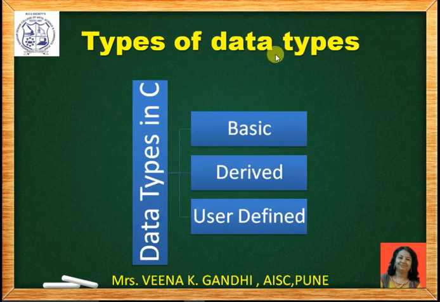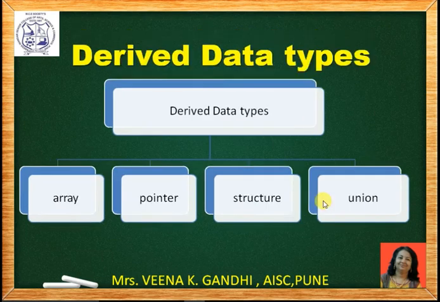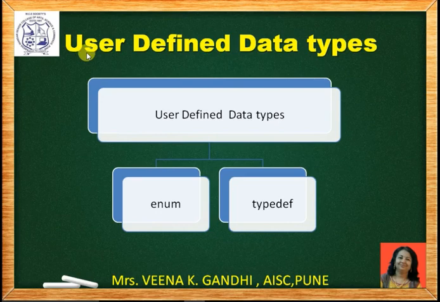The data types are divided into three main parts: basic data types, derived types, and user-defined types. The basic types are also known as primary types or primitive types or built-in types. The basic or built-in types are divided again into integer int, char, float, double, and void. These are the 5 basic types. Now derived types are divided into array, pointer, structure, and union. We will see these types in the advanced C course. User-defined data types are enum and typedef.